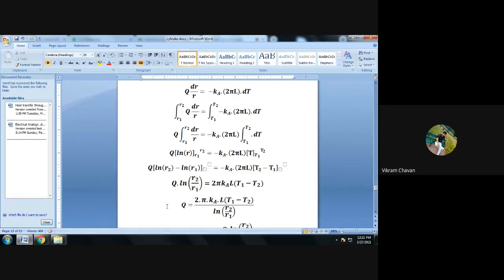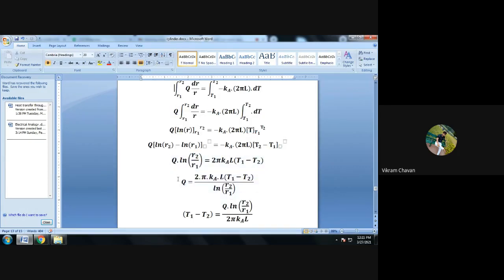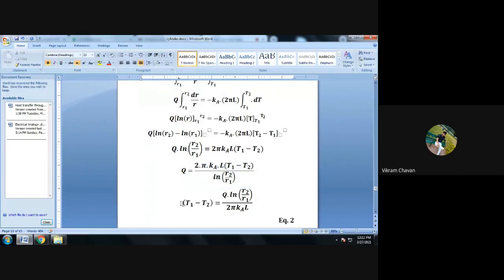Whether you reach up to this particular equation, so we will get the heat transfer equation. Now we have to convert this equation in the form of a temperature difference. Keep T1 minus T2 on one side and shift the remaining terms to the other side. So we'll get the equation in the form of a temperature difference as T1 minus T2.